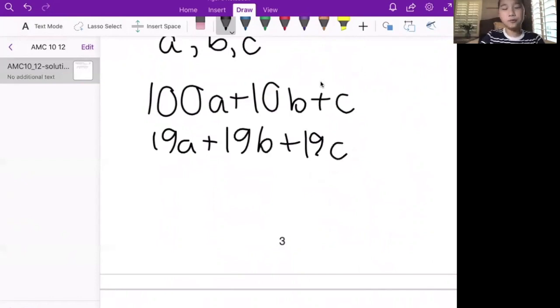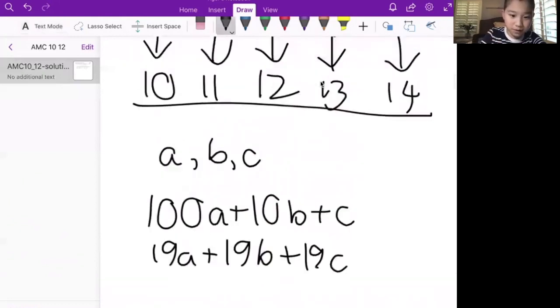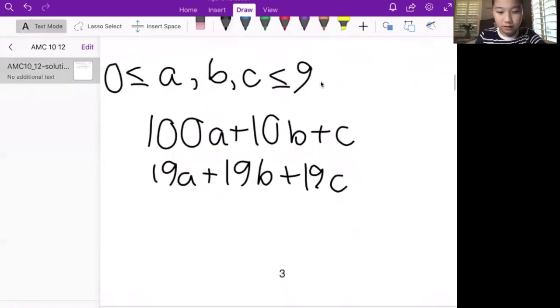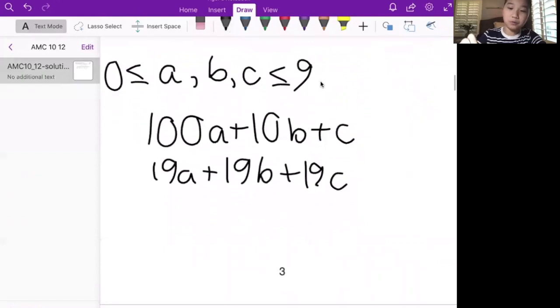So you see 2 equations with 3 variables, so it seems unsolvable. But of course, you're just dealing with digits right here. You can put a restriction on them from 0 to 9. There. Now what do we do?